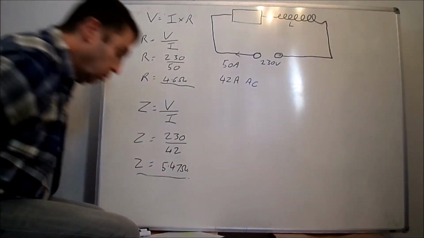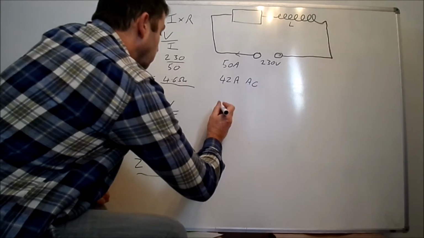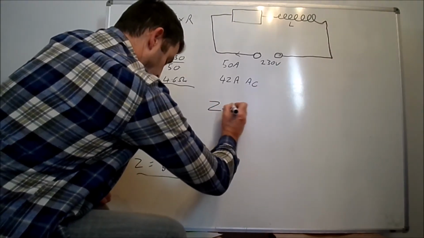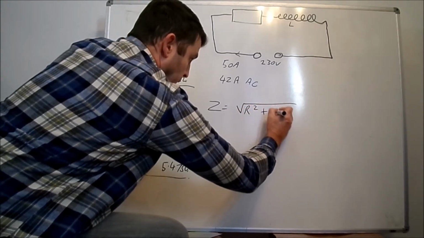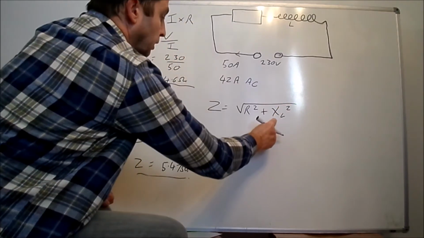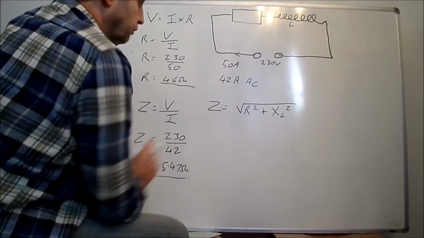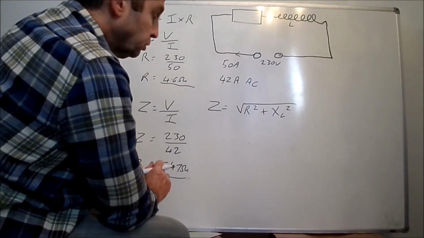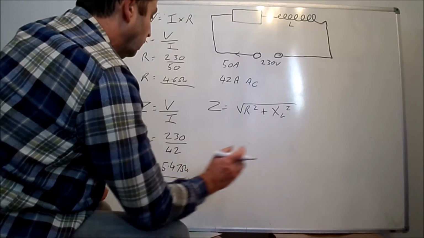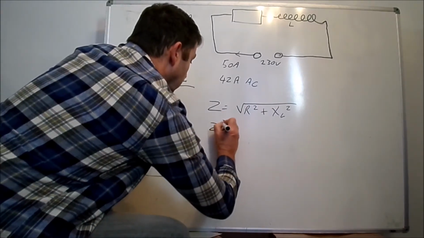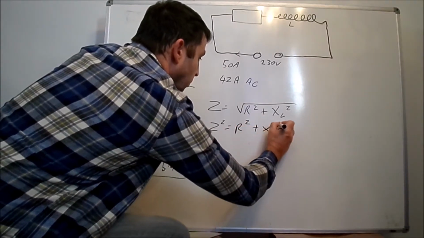Okay, so now we can calculate the inductive reactance by transposing the impedance formula. So we know impedance, Z, is equal to the root of R squared plus XL squared, XL being the inductive reactance, R being the resistance. And so we want a value for XL, so we're going to have to transpose this. If you notice, it's just Pythagoras' theorem, because these things are all acting together as though they were triangles. So Z squared is equal to R squared plus XL squared.